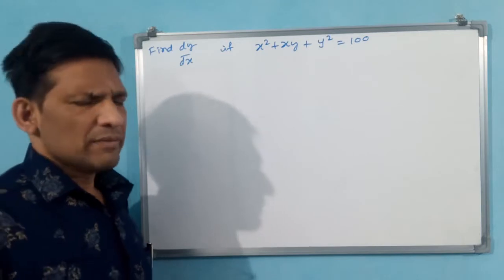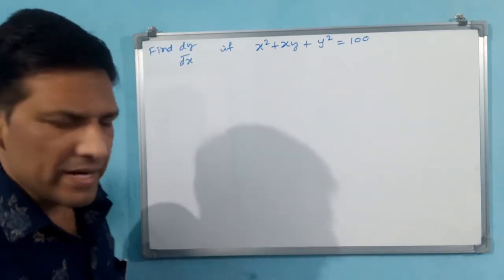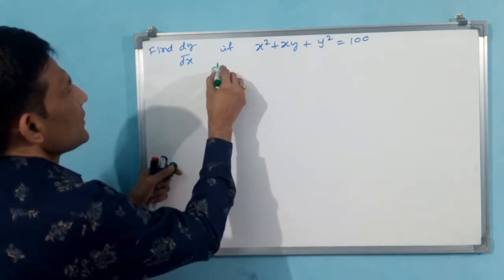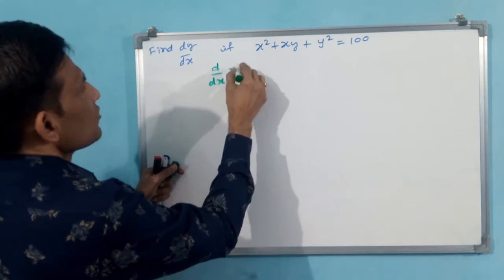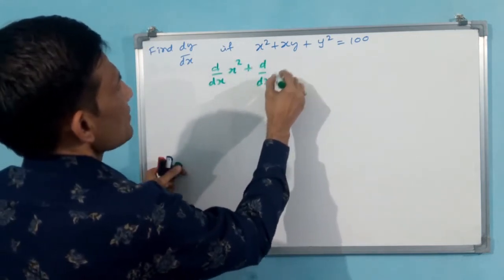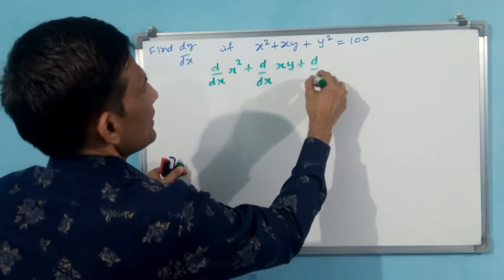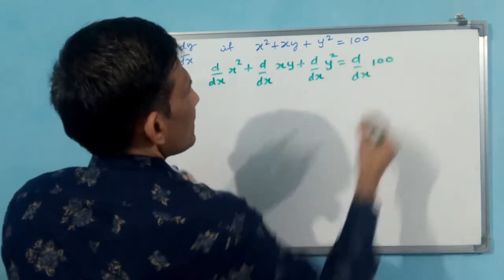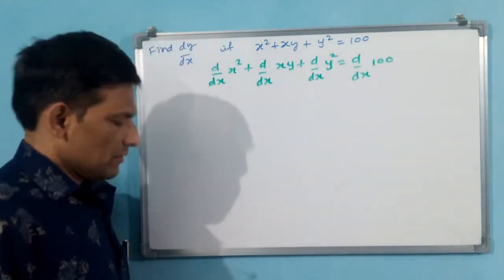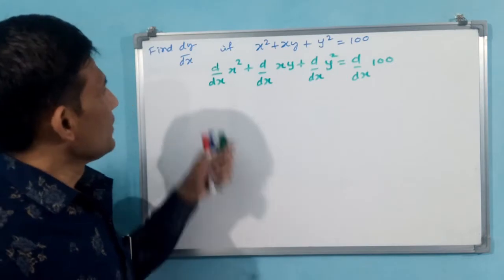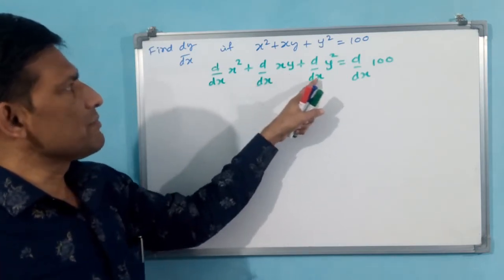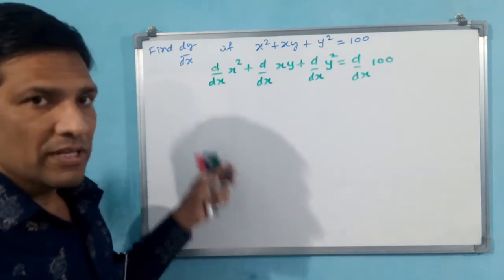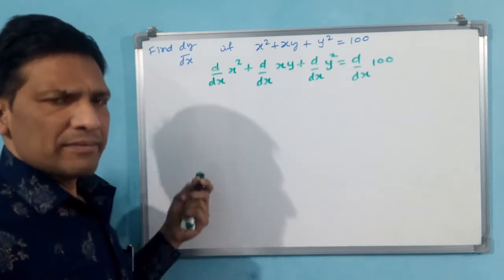How to do? Same. Derivation of both sides we have to do. You see what I am doing now. d/dx of x square plus d/dx of xy plus d/dx of y square is equal to d/dx of 100. Is it okay? d/dx of x square plus d/dx of xy plus d/dx of y square plus d/dx of 100. Okay. Now you see how to proceed like earlier.